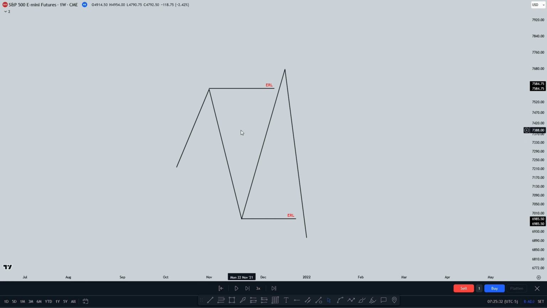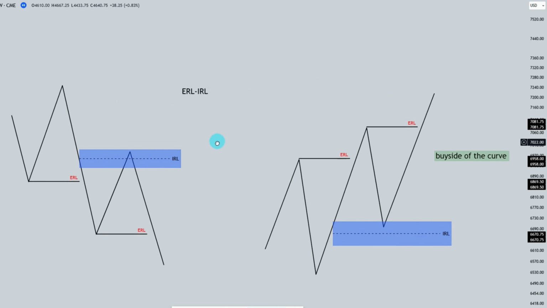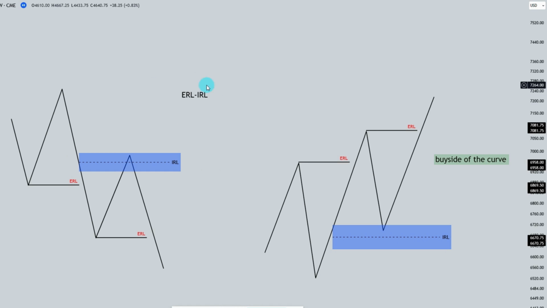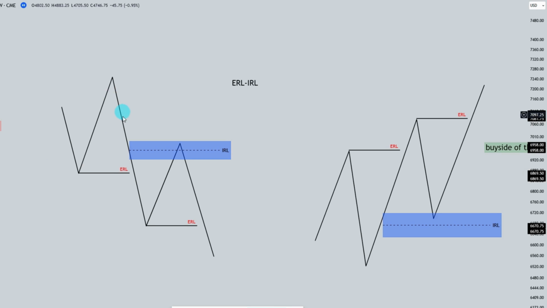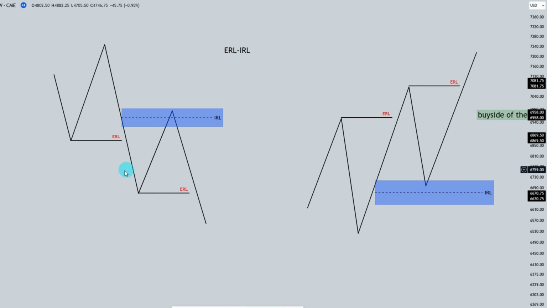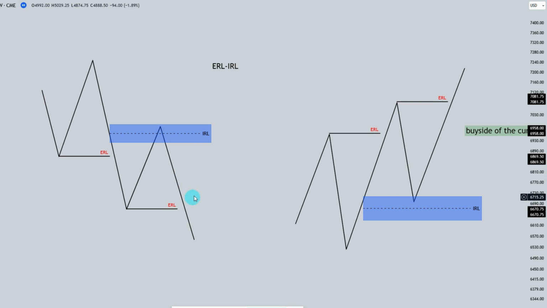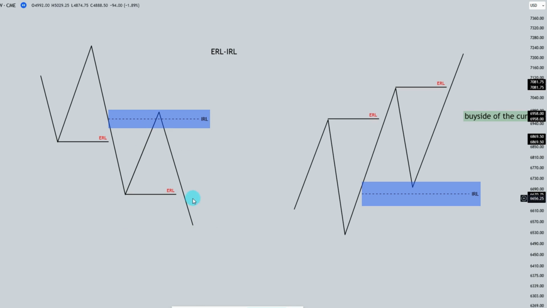So this is how price will look if it moved from external range liquidity to external range liquidity. And as I said before, it's very unusual for price to do something like this. Now I'm going to show you how price moves from external range liquidity to internal range liquidity. So over here on the sell side of the curve, we see price takes out external range liquidity, and then it moves up to internal range liquidity. And then after that, we create a new low, so a new external range liquidity. So then, as I showed you before, price could move from internal range liquidity to external range liquidity again.